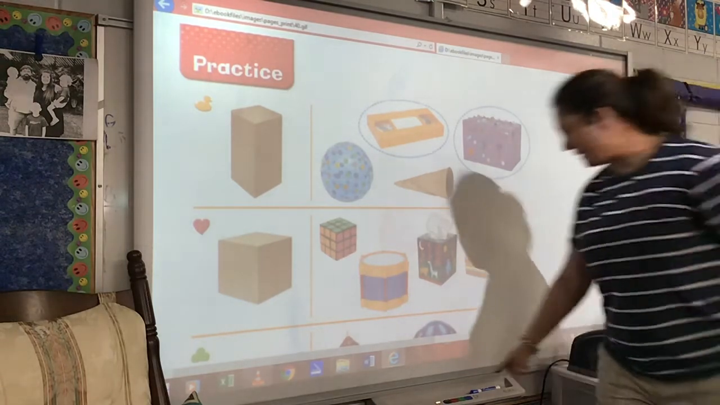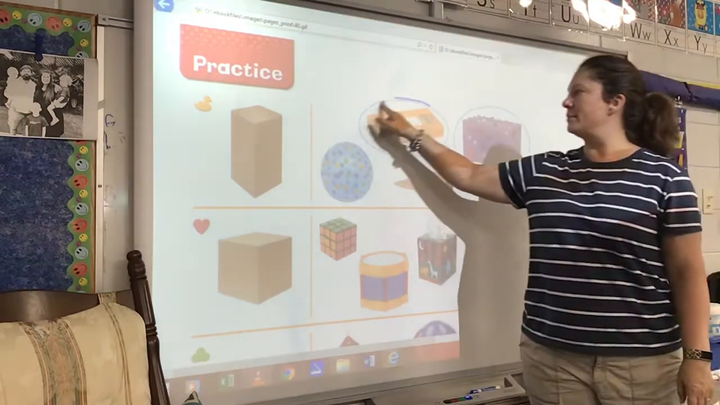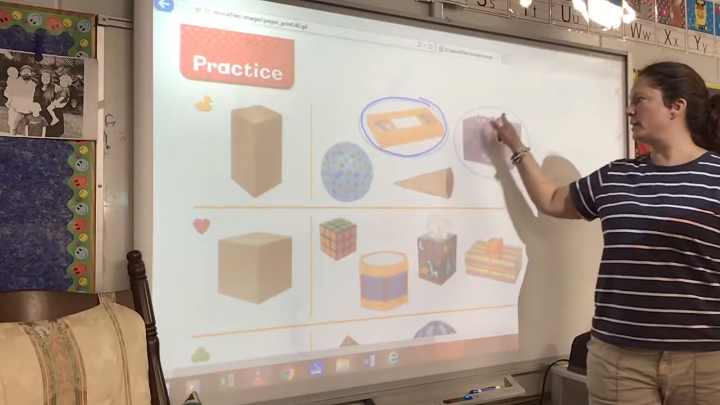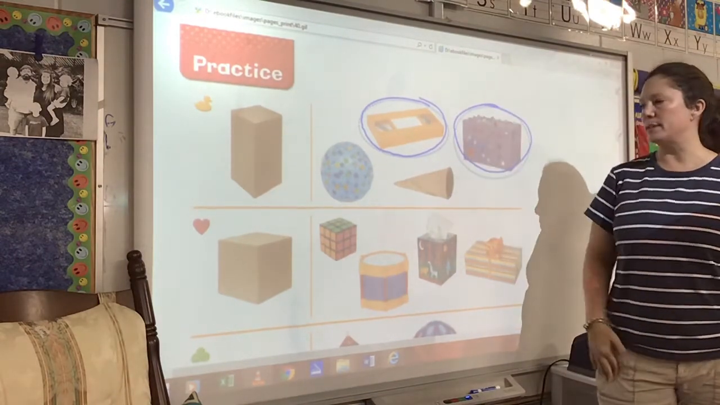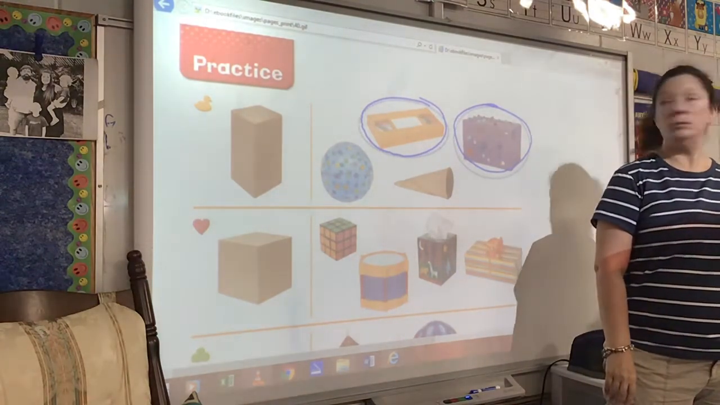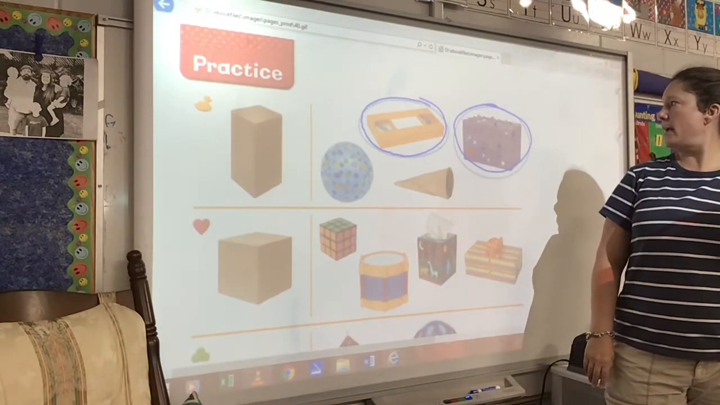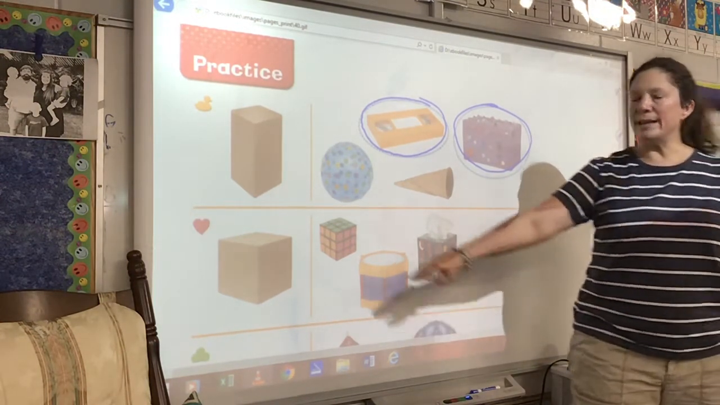Now this one was easy. They did it for us. The tape is a rectangular prism and the present is a rectangular prism. It's not a present, it's a story box. Okay, I'm so sorry. Well, let's look at the row with the heart.